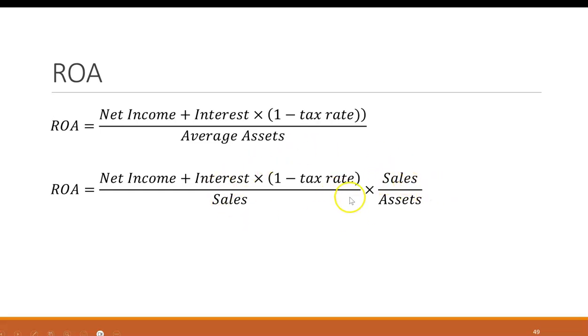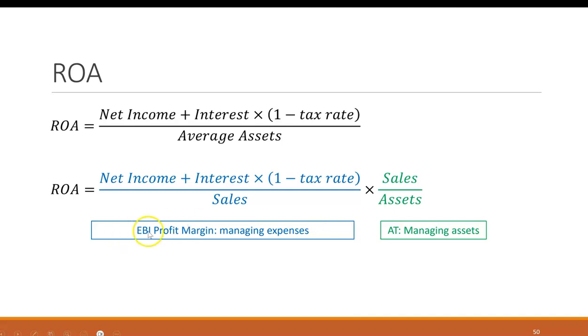So I've got two things going on here. The EBI profit margin says something about how well I manage my expenses, because I make sales and then I pay all my expenses, and whatever money I have left over is available to my investors, and that's measured by this ratio here, the profit margin. And then the asset turnover says, for all the investment you made in those assets, how good a job are you doing at turning those into sales? So how well am I managing my assets?